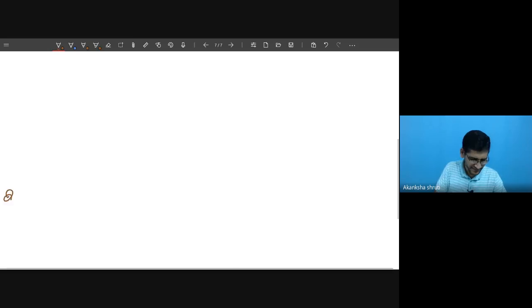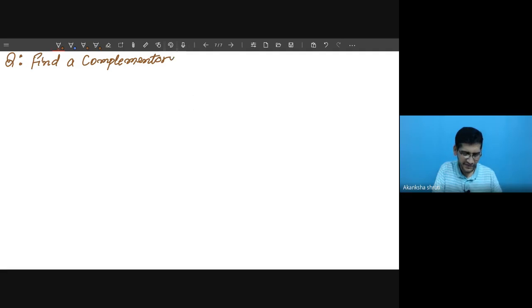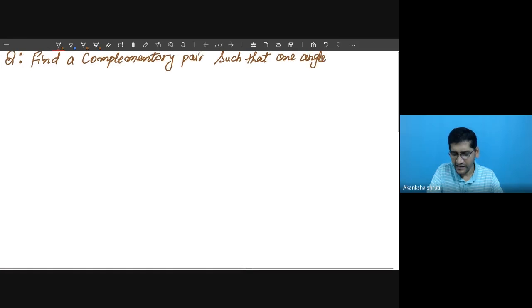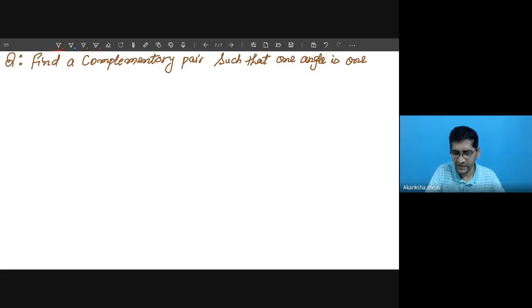So write down the question. Find two complementary angles, or find a complementary pair, such that one angle is 1/3 of its complementary angle.